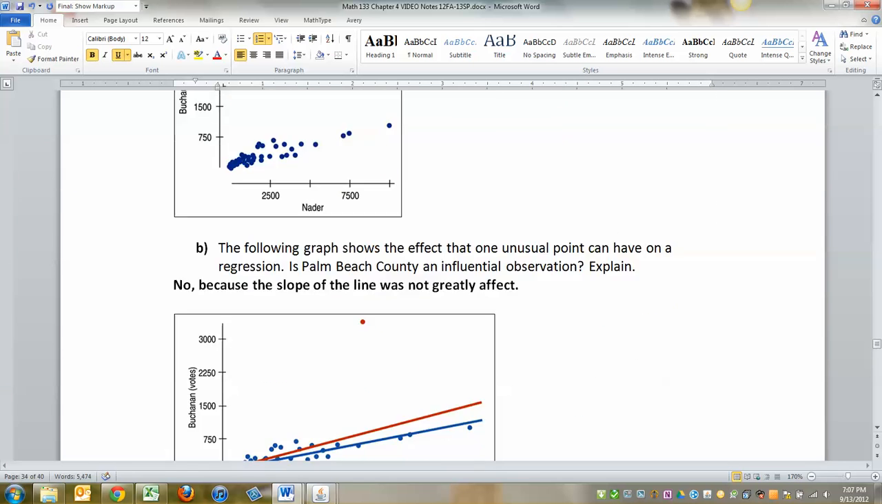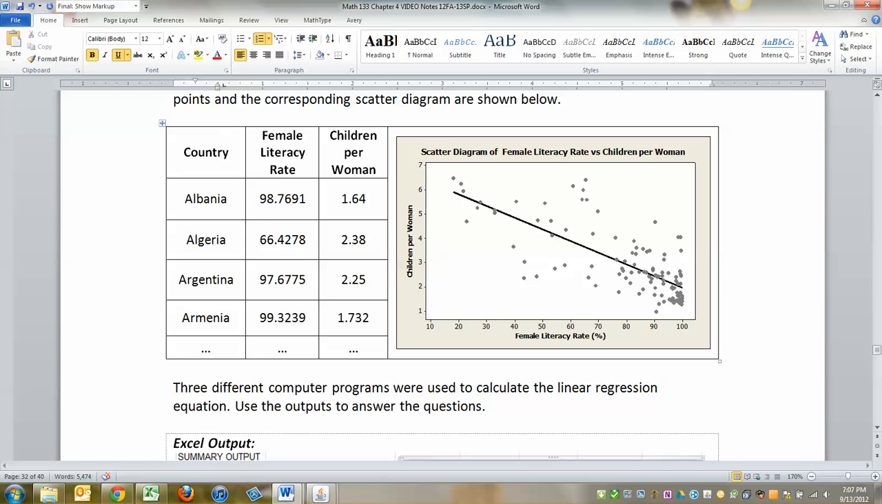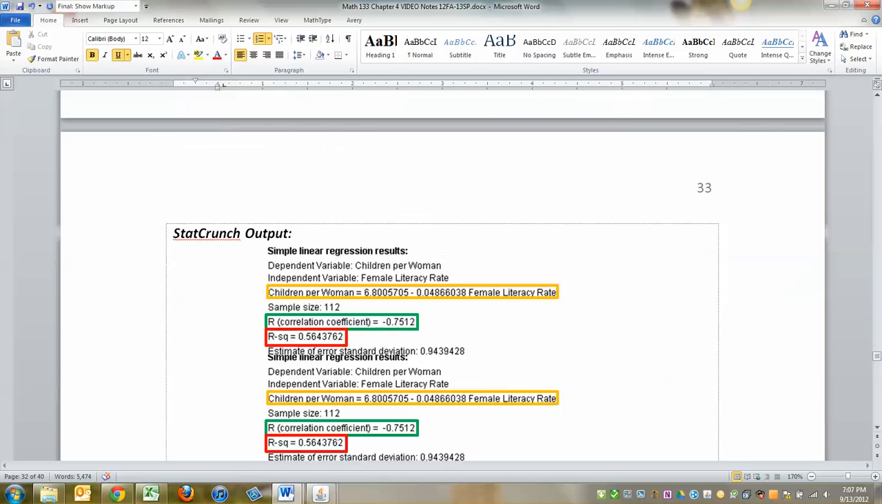Whew. All right, I'll say it again. So female literacy rate, that's your X, that's your explanatory variable, right? And the response variable responds to changes in this explanatory variable. So your response variable is children per woman.